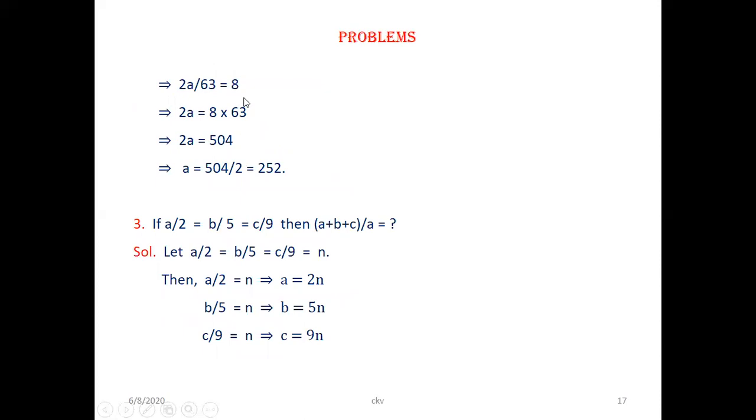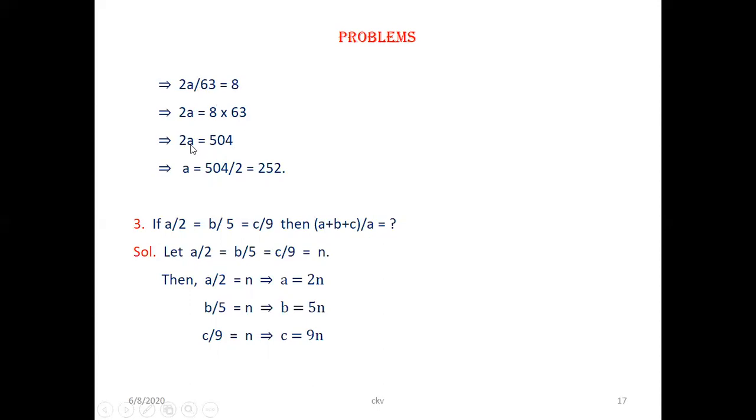Now your aim is to find the value of a. Whatever you want to find, you keep it on one side and the remaining things you can take to the other side of the equation. So here, 63 is in the denominator. I told you already, as it is in the denominator, it is 1 by 63. When you take it to the other side, it gets reversed, so it becomes 63 by 1. Okay, so 63 is in the denominator, and when it goes to the other side of the equal to sign, it goes to the numerator. So 2a is equal to 8 into 63.